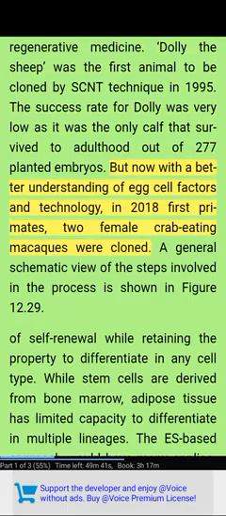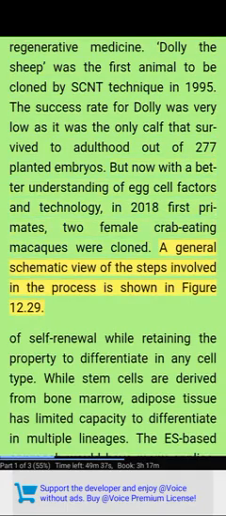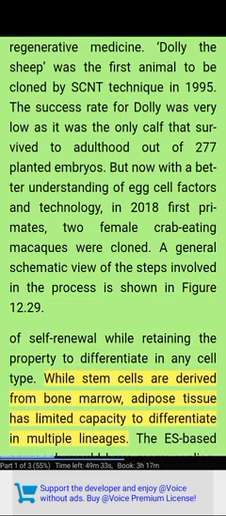But now with a better understanding of egg cell factors and technology, in 2018 the first primates, two female crab-eating macaques, were cloned. A general schematic view of the steps involved in the process is shown in figure 12.29. Stem cells are capable of self-renewal while retaining the property to differentiate into any cell type. While stem cells derived from bone marrow and adipose tissue have limited capacity to differentiate into multiple lineages.